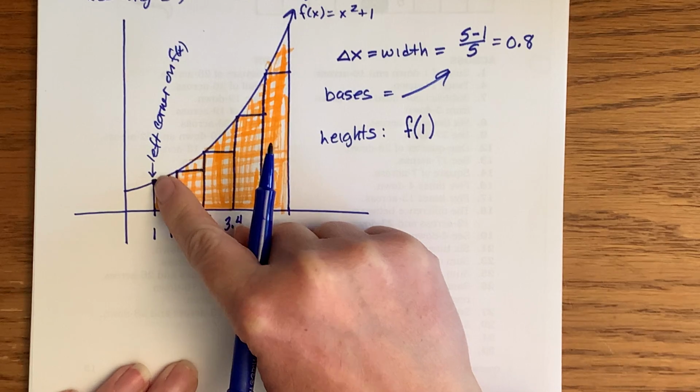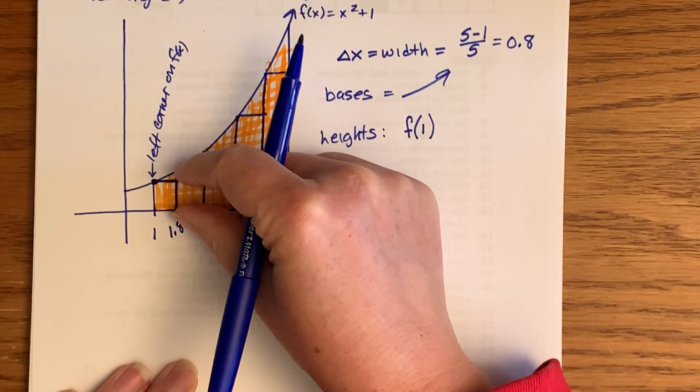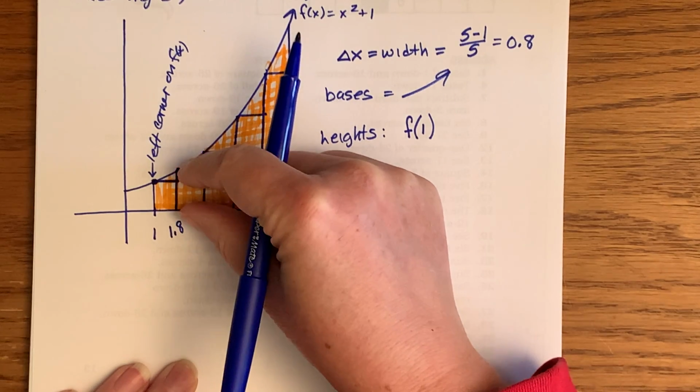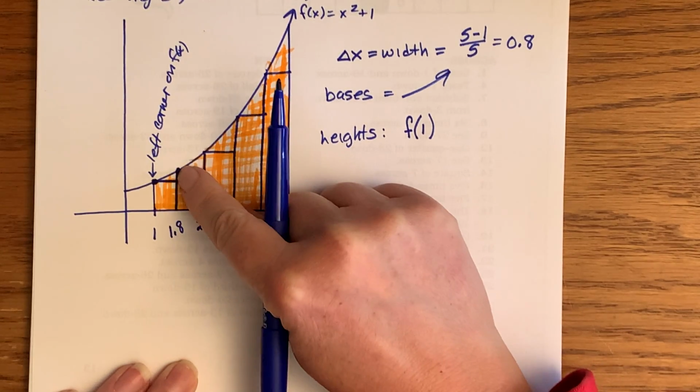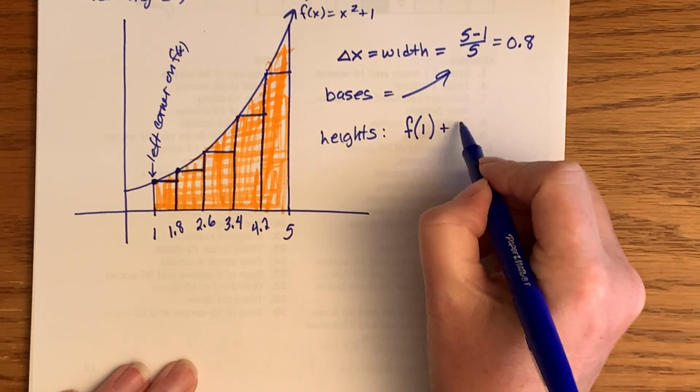Yes, it would. What about rectangle number 2? Well, rectangle number 2's height is that much. How much is that much? It's the y coordinate of that dot. Well, how do you get a y coordinate? Don't you take the x and fill it into the function? Yes, you do.